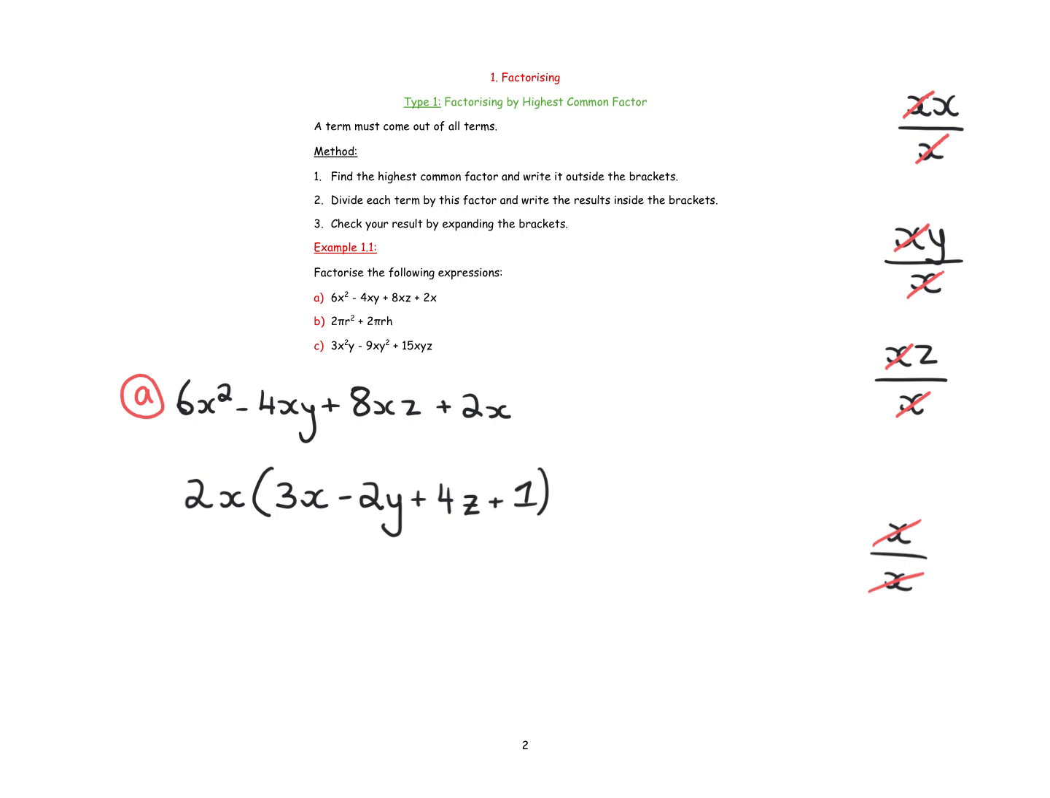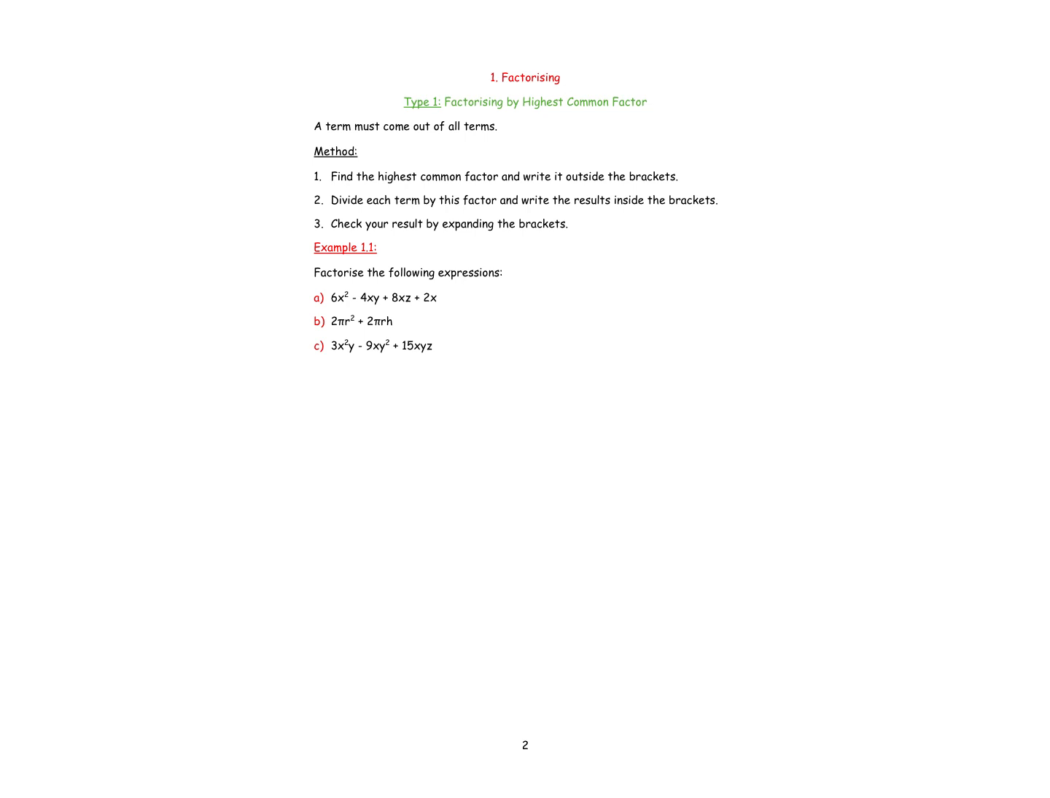What we've done here is we factorised the expression 6x squared minus 4xy plus 8xz plus 2x using highest common factor. Again, the highest common factor is the highest number and variable that can be divided out of all of the terms. In B, we have to factorise 2 pi r squared plus 2 pi r h.